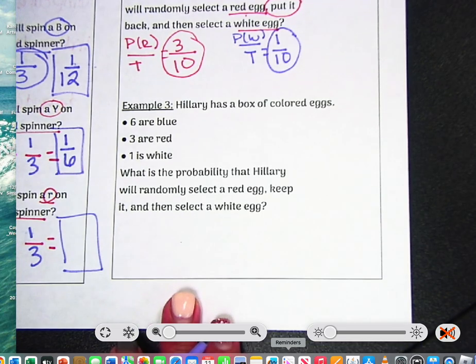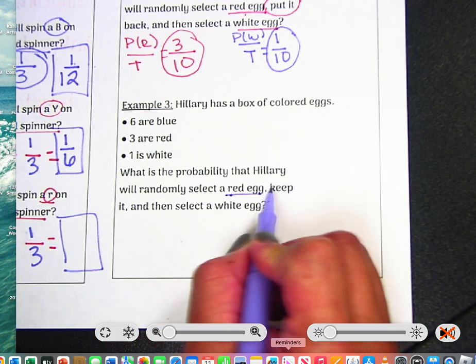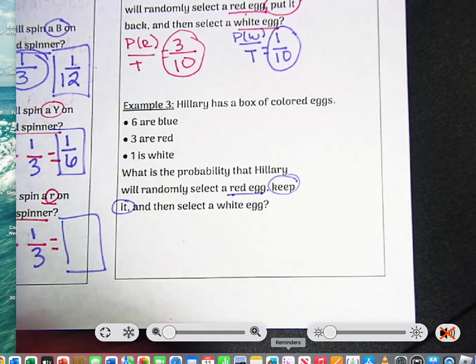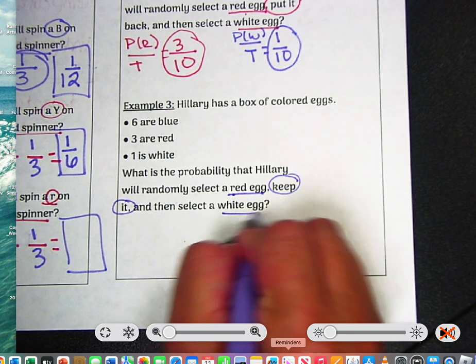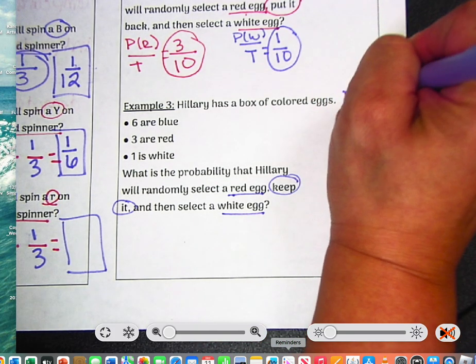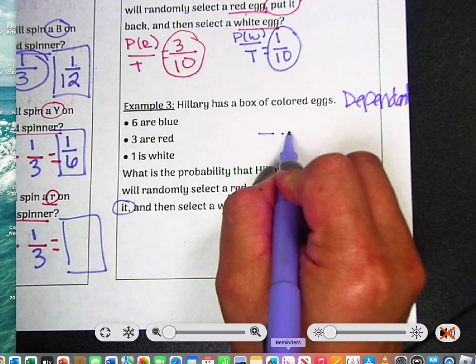Okay, now they want to know what is the probability of getting a red egg, but this time she's going to keep it. She's going to eat it, throw it away, or do something to it. She's not putting it back in the bag or in the box. And then they want you to get a white egg. So this one's going to be dependent. That means something's going to change. Okay. There's still 2 events, so you still need 2 fractions.